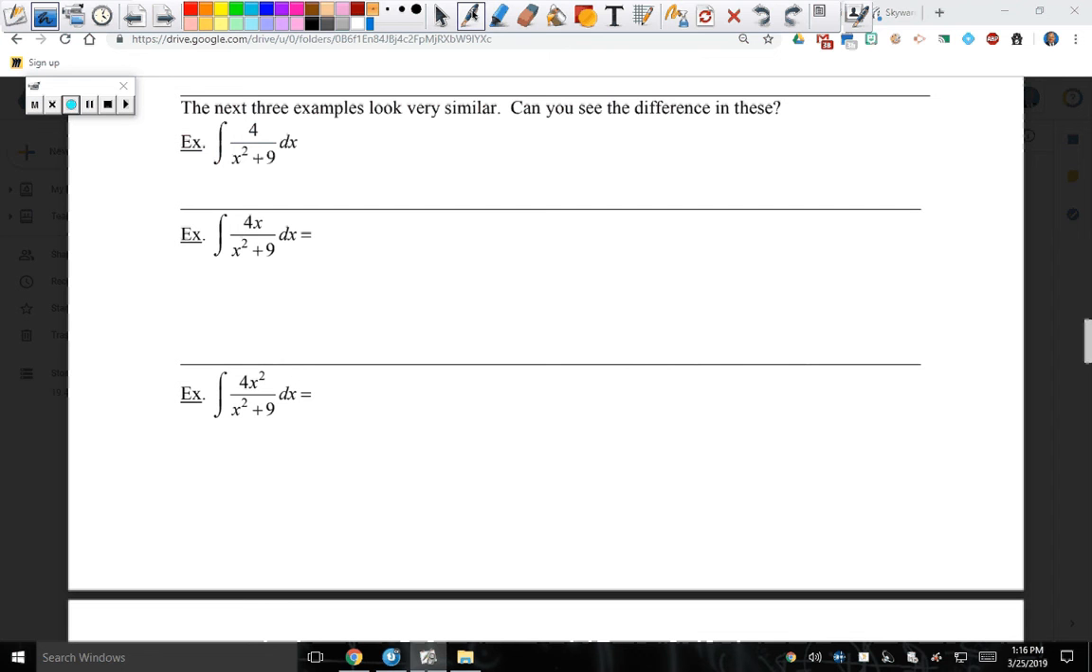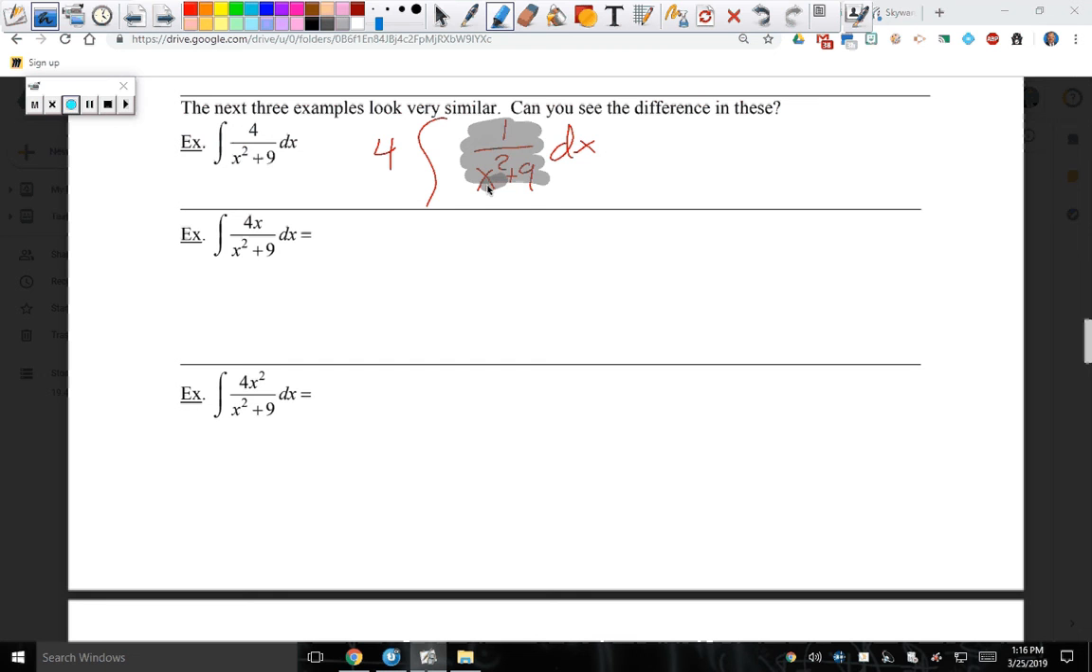If you did use substitution, what would you put as u? X squared plus 9. But I'm not going to do that, because if I take the derivative of x squared plus 9, I get 2x. I don't see a 2x anywhere to pick up the scraps. So, constant multiple rule. 1/x squared plus 9. You learned it today.